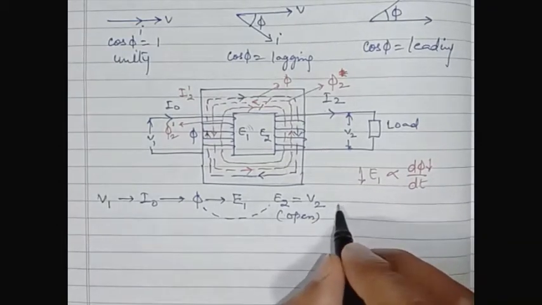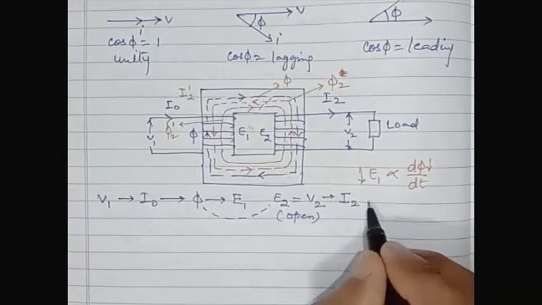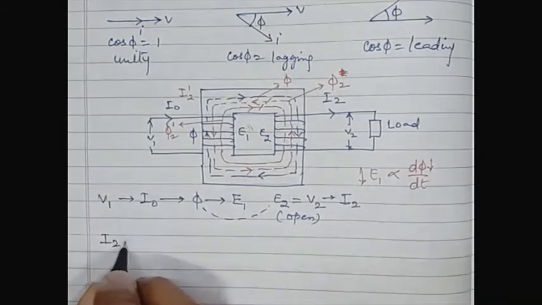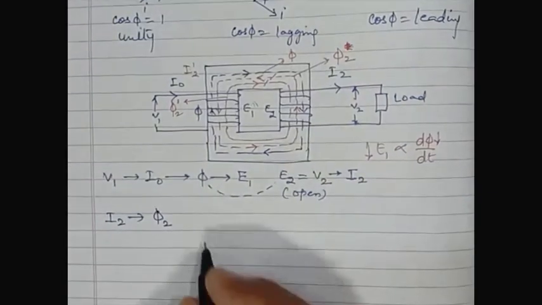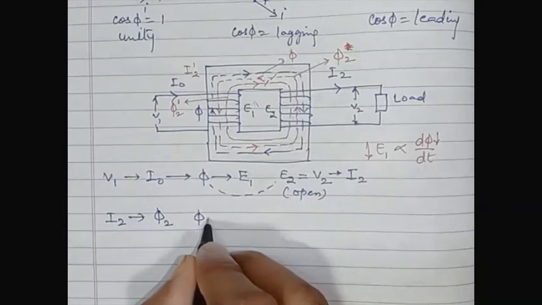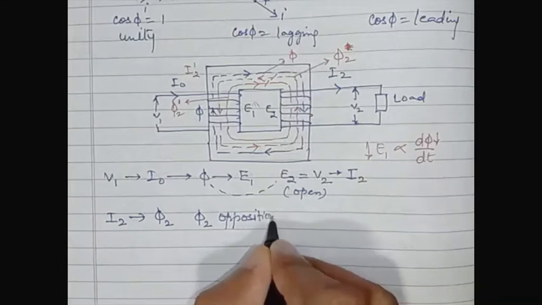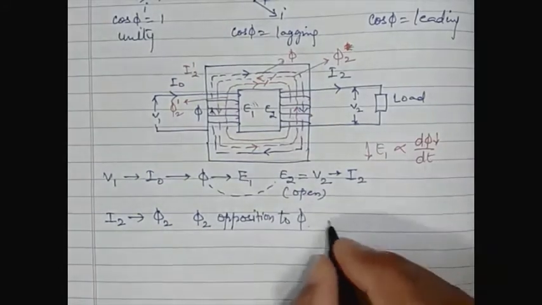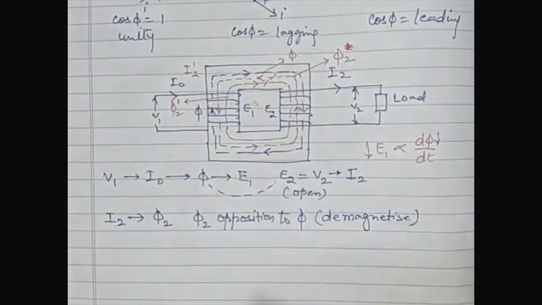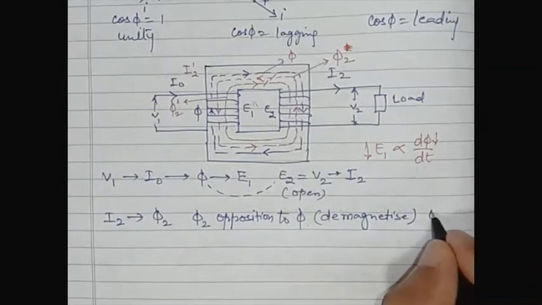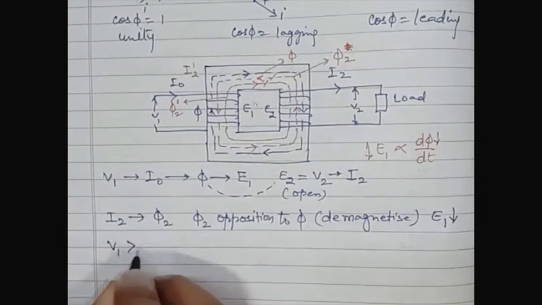But when there is a load connection, there is a flow of current I2, and this I2 establishes another flux phi 2, which is in opposition to phi. It means phi gets demagnetized. When phi gets demagnetized, E1 reduces. As E1 reduces, V1 is greater than E1.